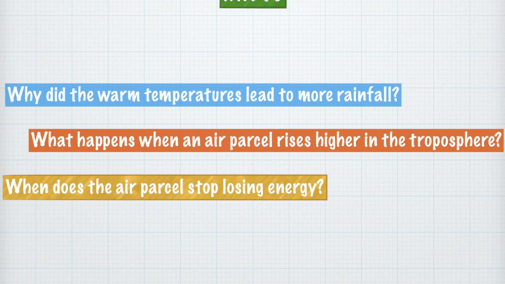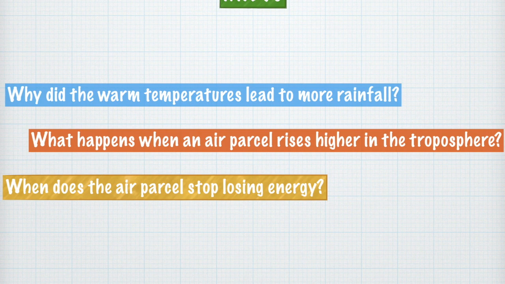Welcome back. So, I would like you to turn to page 50, and we're going to discuss some of the questions that correlate to the reading of the disaster in California. Why did the warm air temperature lead to more rainfall? What happened when the air parcel rises higher in the troposphere? And when does the air parcel stop losing energy? Well, why did the warm temperatures lead to more rainfall?